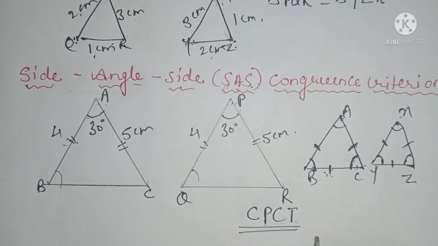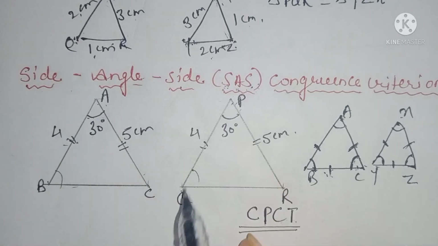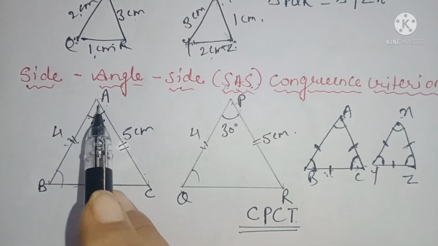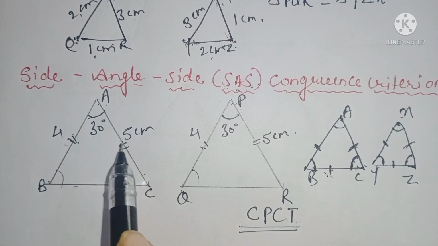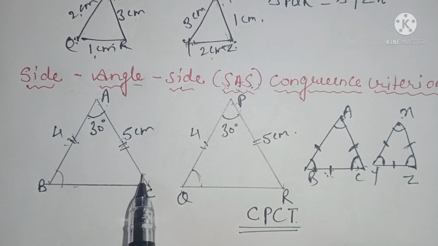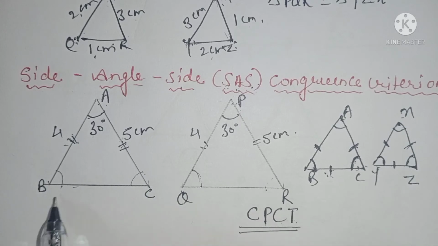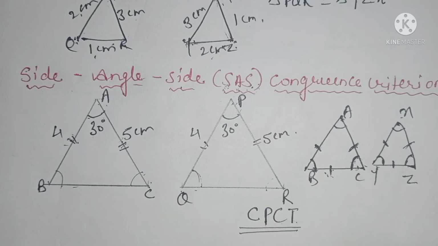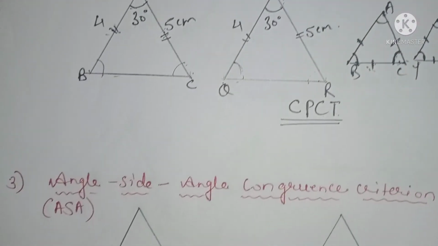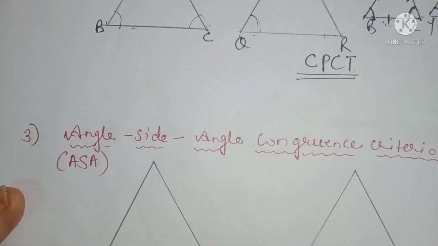Corresponding parts of congruent triangles means if triangles ABC and PQR are congruent, suppose here we have taken these three things, this side, this angle and this side, then by CPCT you can write angle B is equal to angle Q, angle C is equal to angle R, side BC is equal to side QR. Is it clear? Okay, now let's move ahead with the third criteria, that is angle side angle criteria.